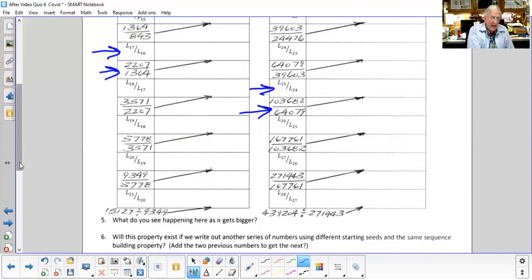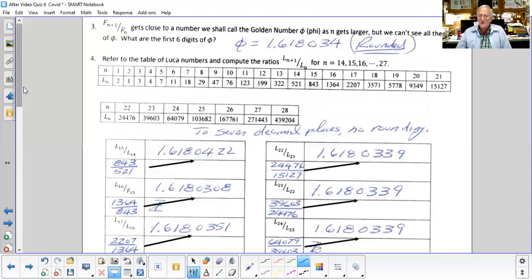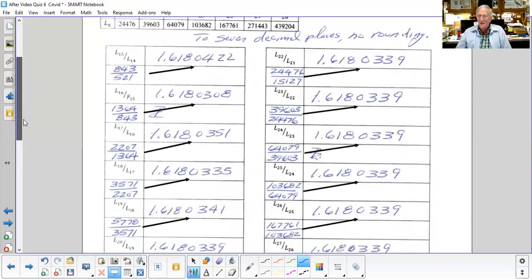And if we go to the very last one down here, Luca 28 divided by Luca 27, I'll read it to you so you can put it in your calculator, 439,204, and please divide that by 271,443. Just like I did before, I'm going to show you the answers to all of these worked out to 7 decimal places. So my next sheet right here is all the answers. Unfortunately, it's kind of crooked on here, but there they are.